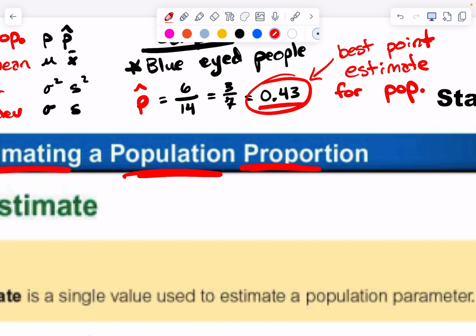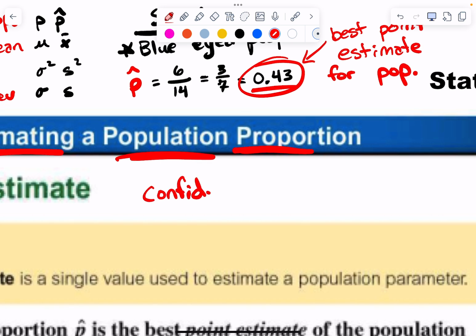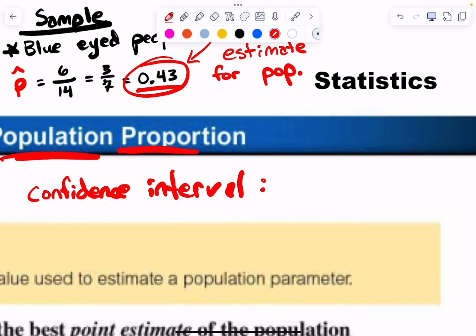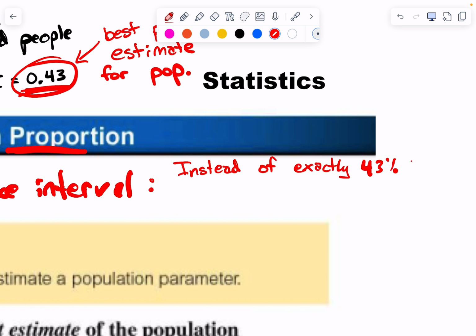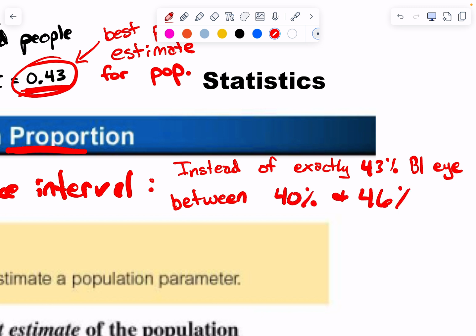Now, here's what's not true. I just asked you, is it true for me to say that exactly 43% of all people are blue-eyed? No. What would be better is to do something called a confidence interval. Instead of me saying exactly 43% are blue-eyed, I would say between 40% and 46% are blue-eyed. We can choose that area. Now, why did I subtract 3 and add 3? Because you want it to be in the middle.